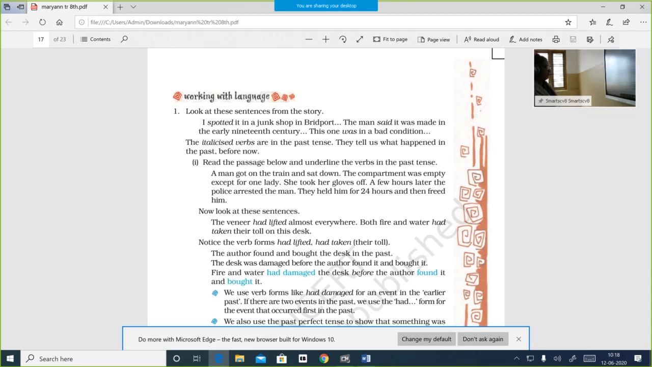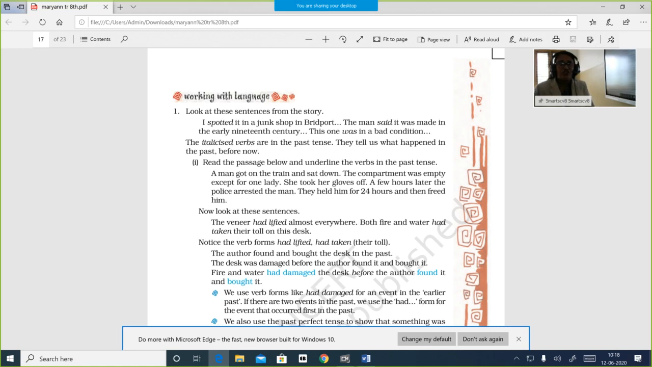Now we move on to read the passage below. All of you should read in your mind while the teacher is telling you. Look in your textbook and very carefully follow this. This is very important. Read the passage below and underline the words in the past tense. You will get the teacher's help, and we will read together the passage, and I will start the countdown from 10 to 1.